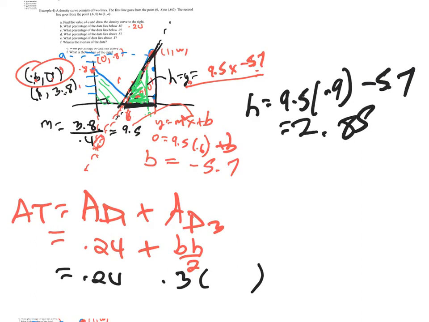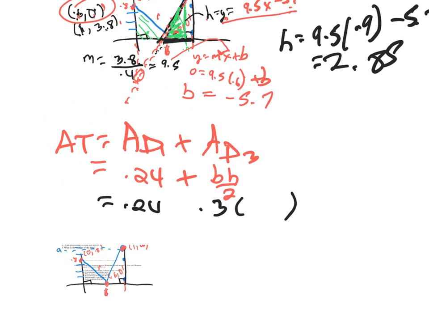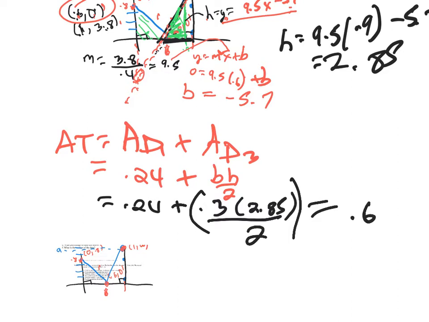Thank you guys, appreciate it. So that's 0.24 plus 0.3 times 2.85, all divided by 2. So all you have to do is plug it all into the calculator. 0.24 plus all of this. What is it? The whole answer? Yes. 0.6675. Is that the exact answer?